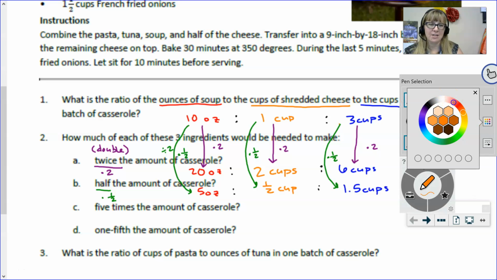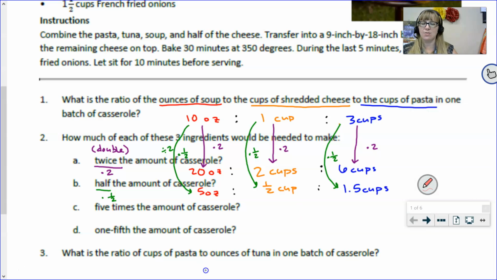As I'm getting ready to answer this question, I am switching to a new color so that we don't get confused with our relationships. 5 times. That tells me that I would need to be multiplying by 5. Perhaps we have a lot of company. It's not just cousins, it's cousins and aunts and uncles and grandparents, and so we need to make a lot of tuna casserole. So what should we be doing with this number?